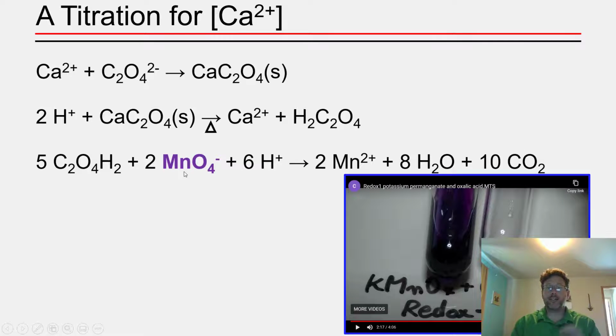Once you get a slight excess of permanganate, the solution stays a very faint purple, and that's the end point of the titration. Because at that point, all the oxalic acid is used up, and there is nothing left to consume that permanganate. So the end point of the titration is a faint purple color that just persists in solution for a couple of minutes, and then you know you've reached your end point.